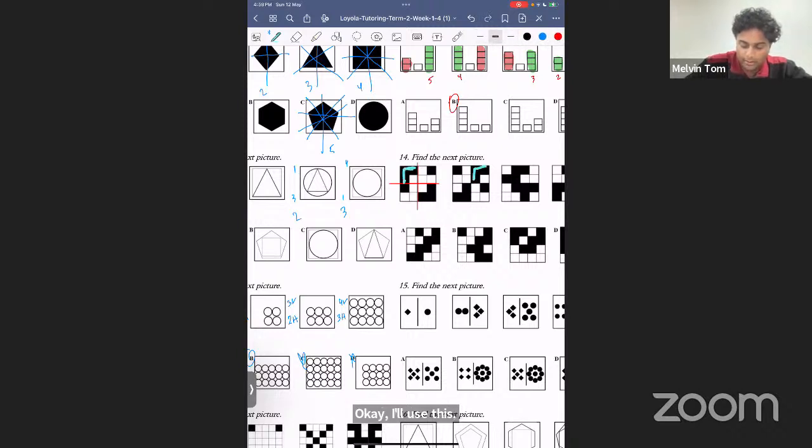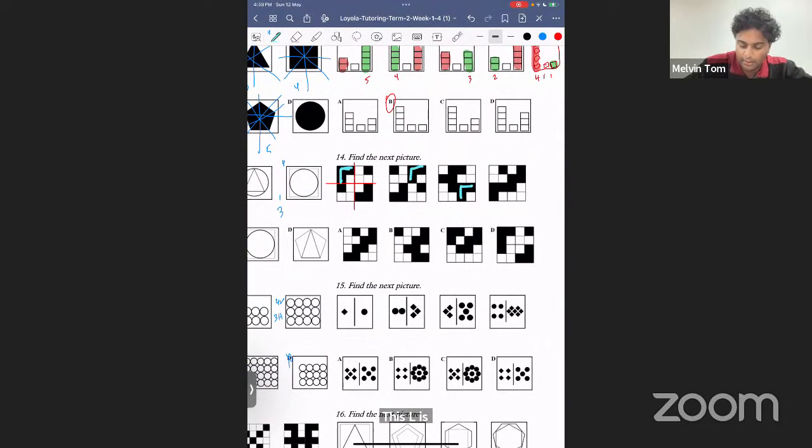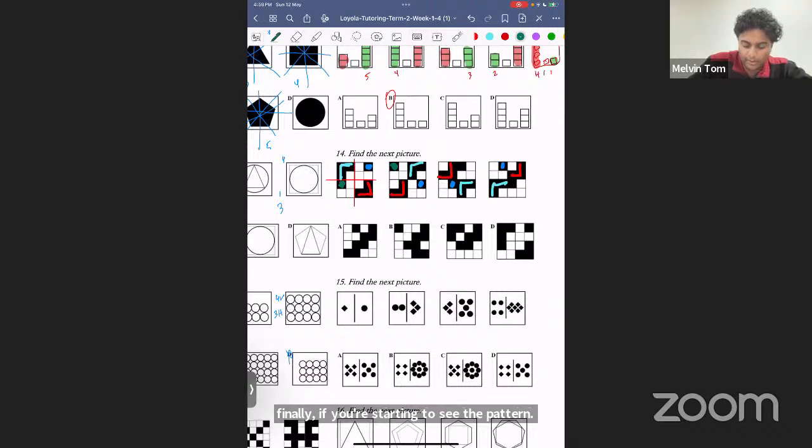This L is here, is here, is here. This square is here, here, here. This L is there, there, there, there. And then finally, if you're starting to see the pattern, this square is there, there, there, there. So instead of them rotating within the same quadrant like before, now the whole quadrant is going around, right? If you look at it, the entire quadrant is going around, right?